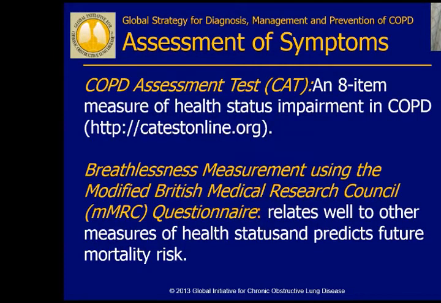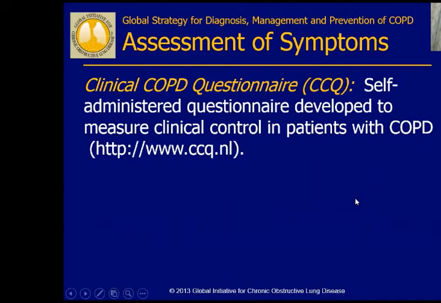For instance, CAT is the scoring system which is most commonly used. It has 8 items and measures the health status impairment in patients with COPD. So it also takes into account the other symptoms, but the MRC score, that is the breathlessness score, which is designed by the British Research Council, is also very commonly used. And then there are other questionnaires also.